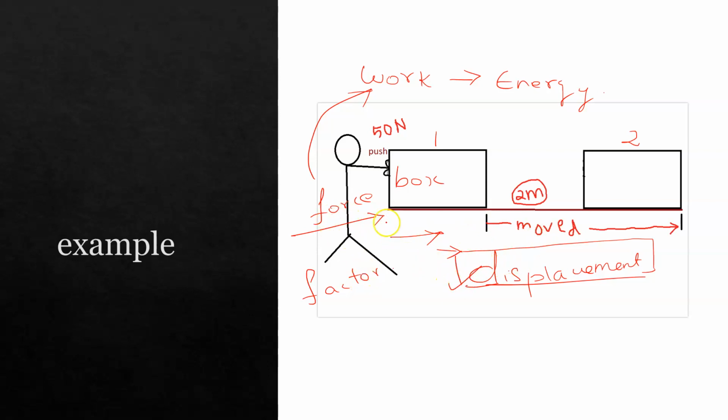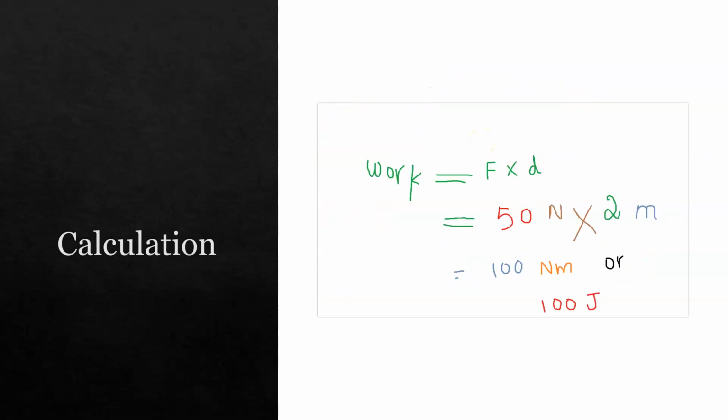So two factors we have learned today. One is force, another is displacement. These two factors will affect the work that you have to do. If you apply, for example, 50 Newton and the object is moved 2 meters, what is the work done? So we need to know the formula, right? The formula is force multiplied by displacement. And what is force? 50 Newton.